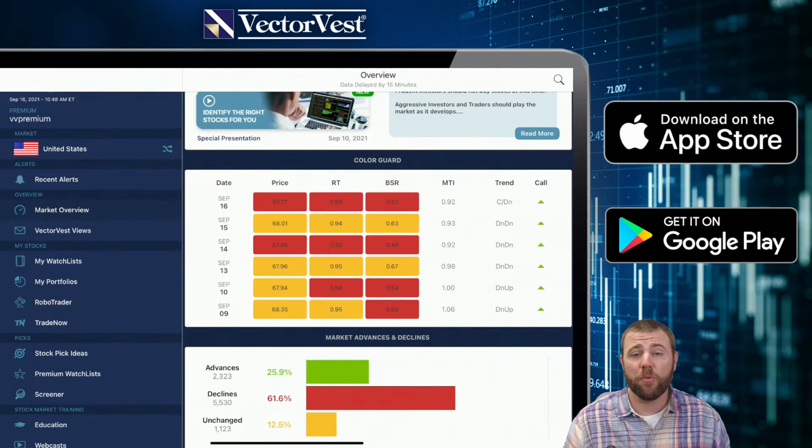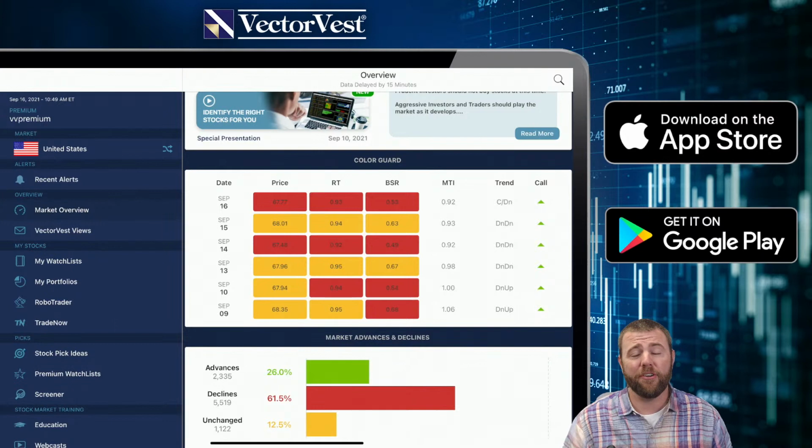The first indicator we look at is the price, which is basically the price of the VectorVest composite. And as I mentioned earlier, the price of the VectorVest composite is an arithmetic indexed average of about 8,800 stocks in the US market. And we'll see the differences in the different markets today as well. But for right now, just sticking with the US market.